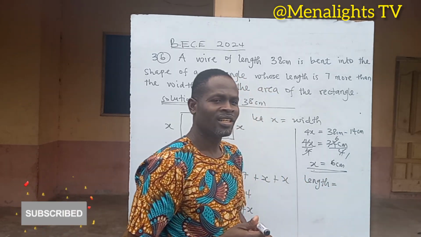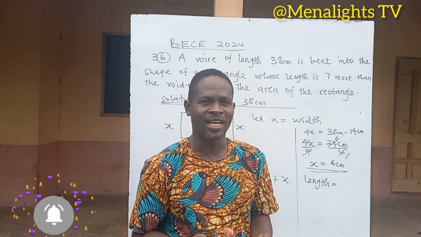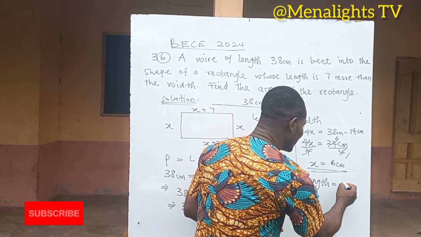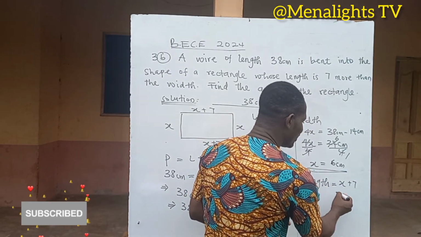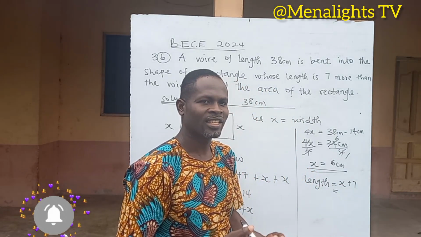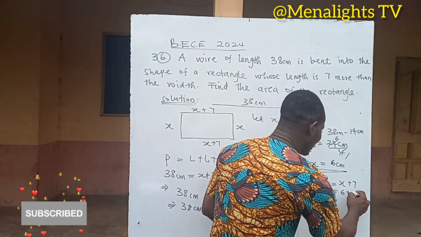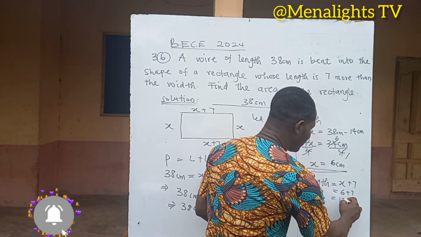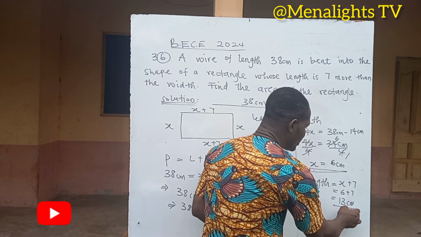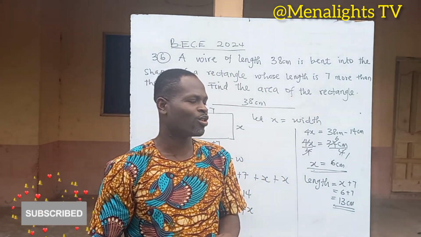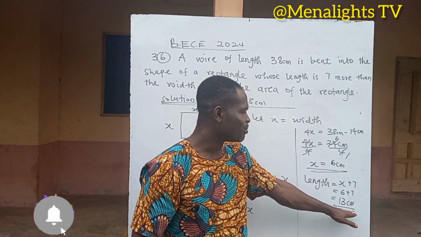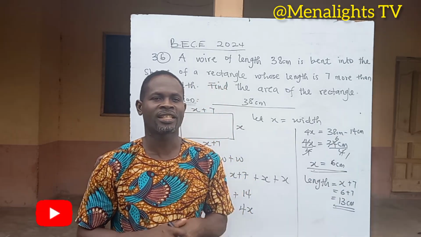Now if the width is 6 centimeters, then the length, from the question, they say the length is 7 more than the width. So that will be x plus 7. Since our x is 6, that's 6 plus 7, which gives 13 centimeters. So the length is 13 centimeters and the width is 6 centimeters.